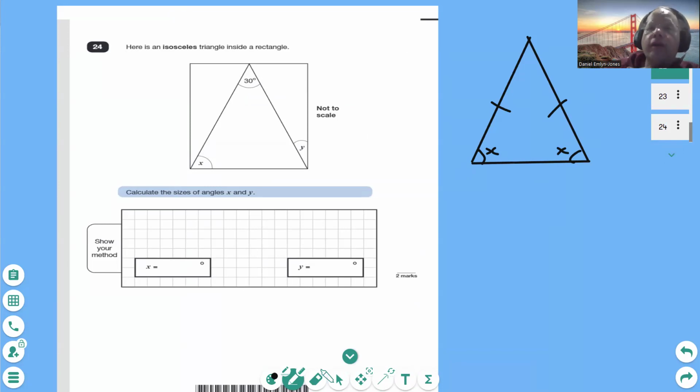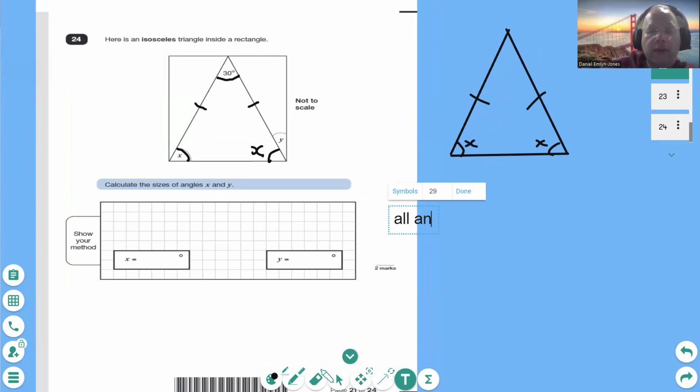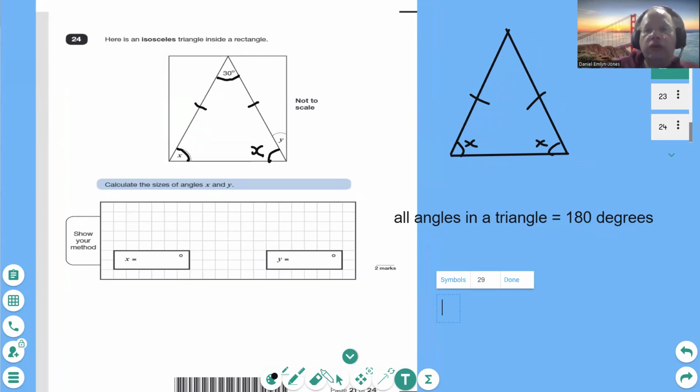We are told that this is 30 degrees. Because this is an isosceles triangle, we know that this is equal to this, and I'm putting that line across to show those 2 sides are equal. If this is x, this must also be x, because in an isosceles triangle 2 sides are the same and these 2 angles are the same. So you have to know that all angles in a triangle equal 180 degrees, don't they? All angles in a triangle equal 180 degrees.